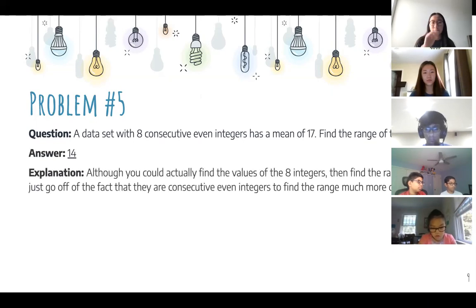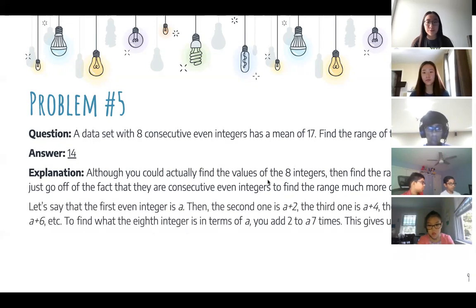Okay, so one method for doing this is, instead of actually going and finding the values of the 8 integers, you can use some algebra and set the first even integer to a. And the second one is a plus 2, the third one is a plus 4, the fourth one is a plus 6, and then you just keep going. And you know that the 8th integer in terms of a would be a plus 14.